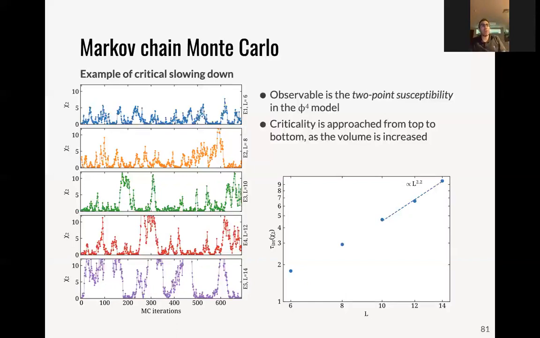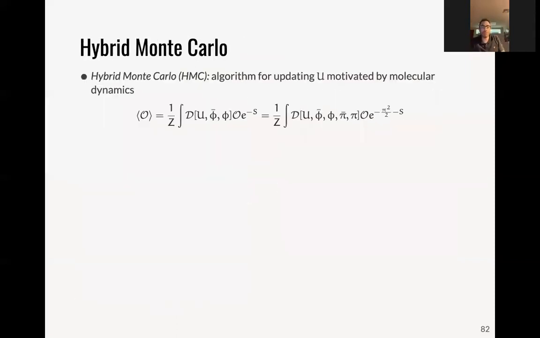Okay, so this also happens in QCD, and one standard method used in the literature to overcome this is the so-called hybrid Monte Carlo algorithm for updating the links, okay? So this is motivated by molecular dynamics. And so this is just here, I'm just writing again the standard thing we want to compute, and I just replaced the gluon fields minus the determinant calculation with just e to the minus S.